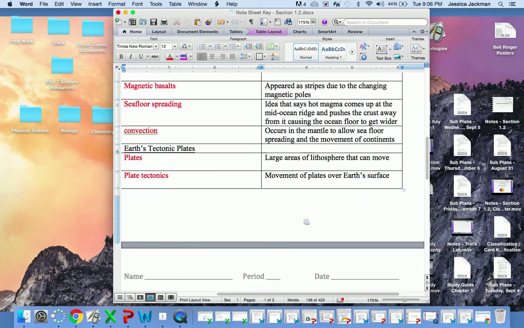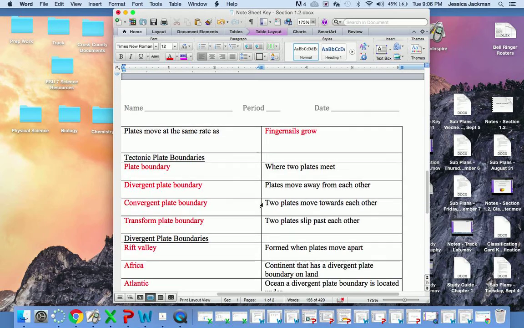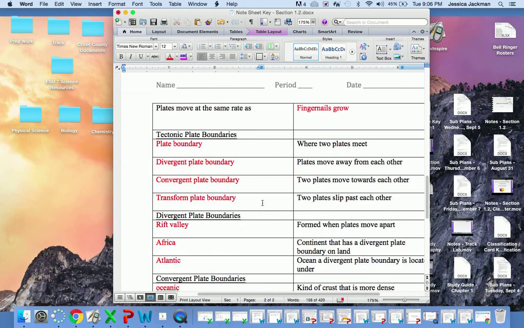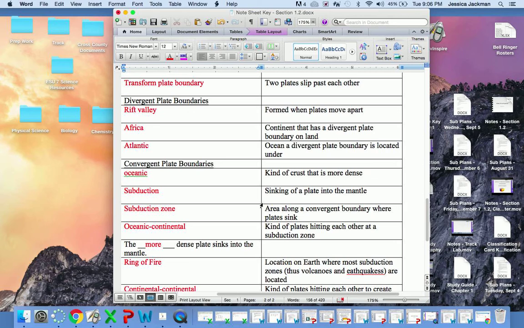Earth's tectonic plates are large areas of lithosphere that can move. Remember, yesterday we talked about lithosphere, that's the bottom part of the crust and the very, very upper part of the mantle. Plate tectonics are the movements of plates over Earth's surface. The plates move at the same rate as your fingernails grow, so you would never be able to see that difference in a lifetime. How long your fingernails grow, that's like maybe 3 feet. You'd never notice that happening across that amount of time.